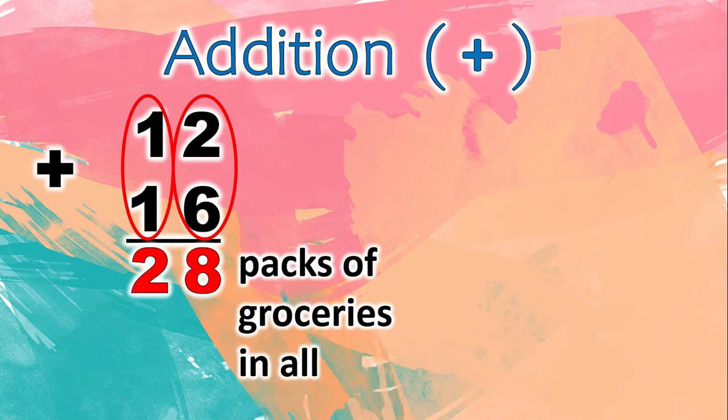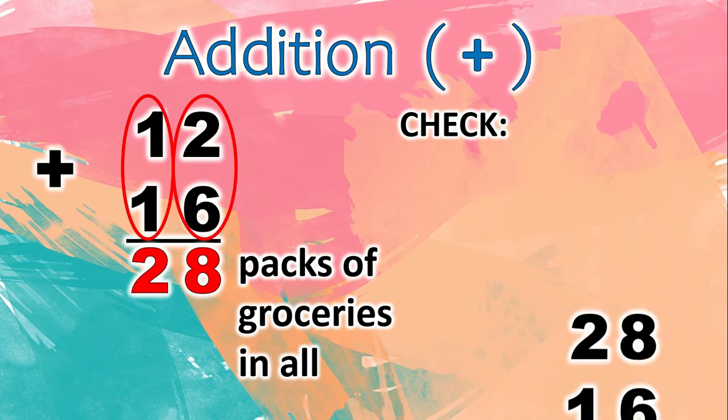So add first the ones place, which is 2 plus 6. 2 plus 6 is equal to 8. And the tens place is 1 plus 1 is equal to 2. Okay, very good. So we have here 28 packs of groceries in all.